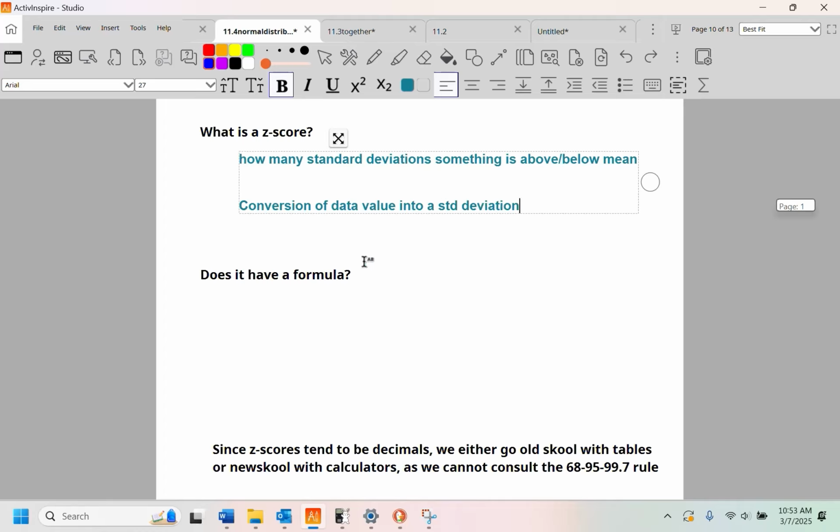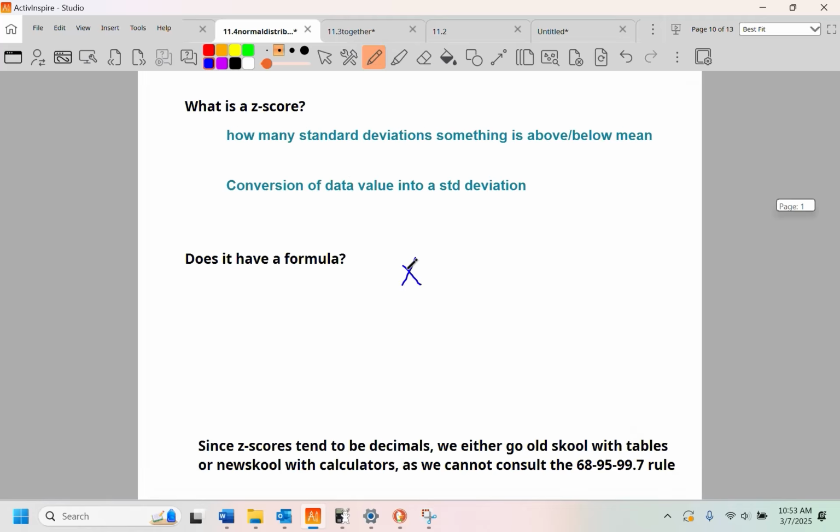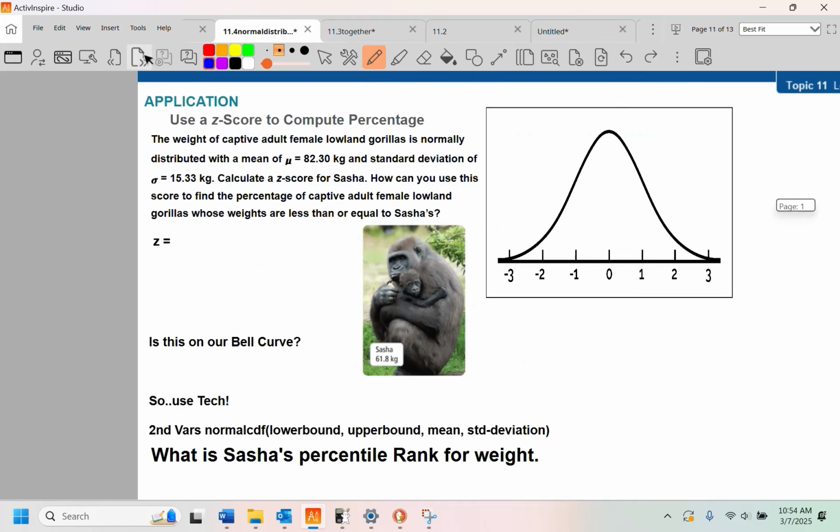Does it have a formula? Well, yes, it does. The formula is going to be x, which is our data value, minus x bar. So this is the data value. X bar, which is our mean. I know there's a couple of y'all who haven't figured that out yet. Over sigma of x, which is your standard deviation. Now, since z-scores tend to be decimals, we can either go old school with tables, which I'm not going to teach, but I remember them, or new school with calculators, as we cannot consult the 68, 95, 99.7 rule.